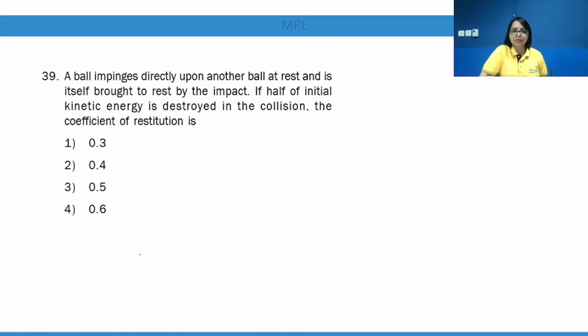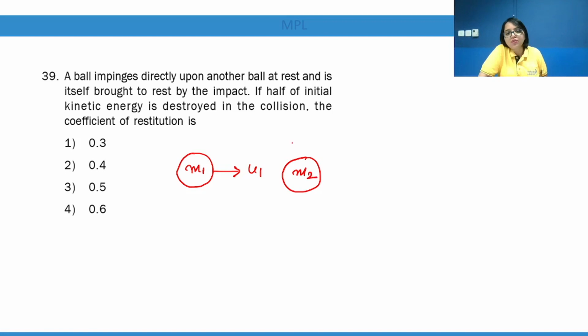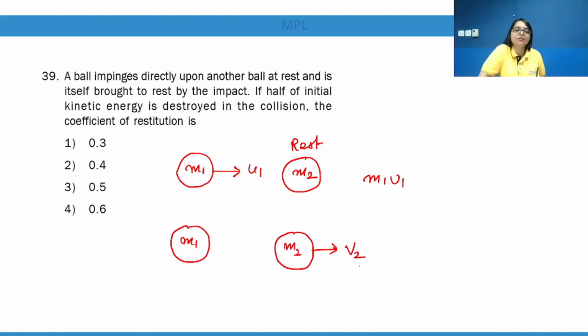Question number 39. A ball impinges directly upon another ball at rest. So we have a ball of, let's say, mass m1. It is moving with velocity u1, and we have another ball of mass m2 which is at rest. So initial momentum will be m1 u1. Now, after impact, ball 1 is brought to rest. So ball 2 will gain some energy. Let's say its velocity is v2. And if half of the initial kinetic energy is destroyed in the collision, the coefficient of restitution is. So final momentum will be m2v2. According to conservation of momentum, m1u1 is equal to m2v2, right?